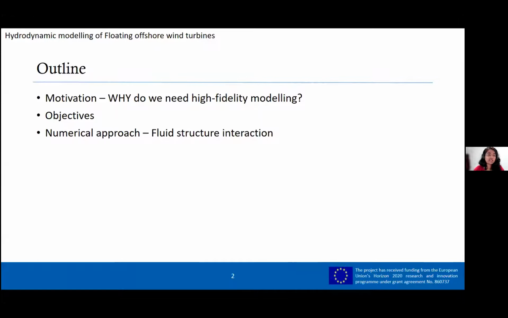So talking about the outline of my presentation, I'll first go over the motivation for this research. Why do we need high fidelity modeling? And then I'll talk about my research objective. Further, I'll discuss the numerical methodology that will be followed to model fluid structure interactions.